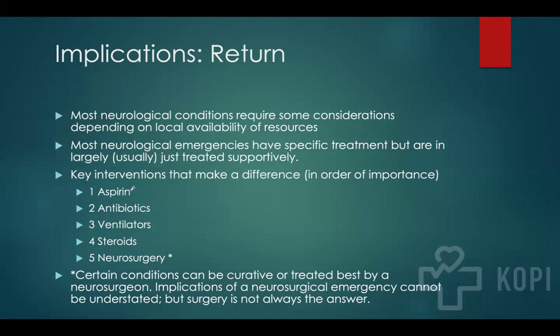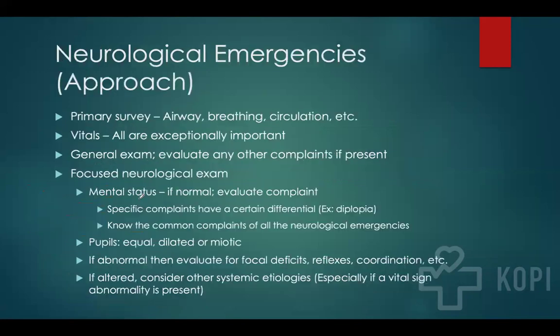You've got to remember that there are several things that make a big difference in terms of neurological care. I think the first is probably aspirin. Second is antibiotics. The other things are things that you might not have readily available, like a neurosurgeon or ventilator. But try to remember that a lot of the neurological conditions we're talking about just require supportive care: supporting the respiratory status, treatment of any underlying infection, and certainly treatment for any thrombotic or embolic phenomena with aspirin or anticoagulants.